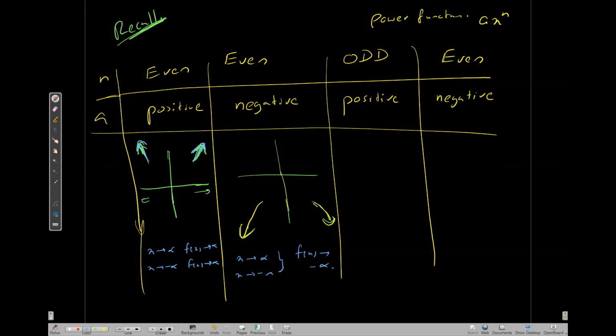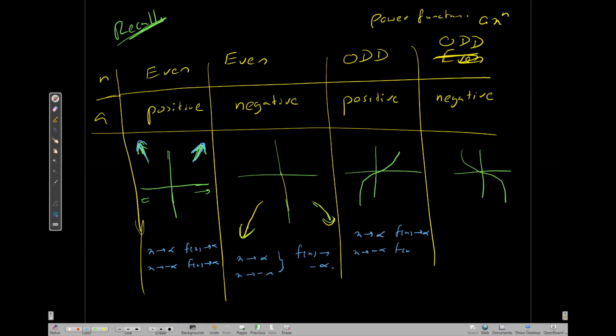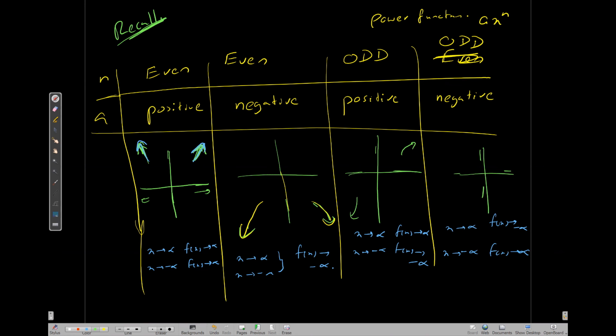But the odd case, and the odd case we had like this, and the other way around like this. In that case, when x goes to infinity, f of x goes to infinity, and when x goes to negative infinity, f of x goes to negative infinity. And here the other way around: when x goes to infinity, the function is decreasing, going to negative infinity, and when x goes to negative infinity, the function is going to infinity. If you can remember the basic shapes, that's good, but this idea is what you need to remember.